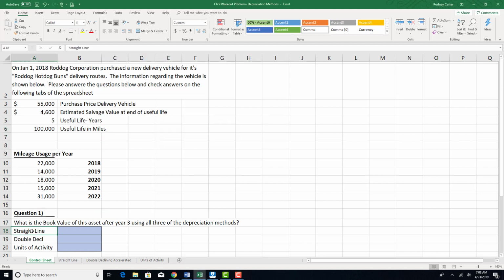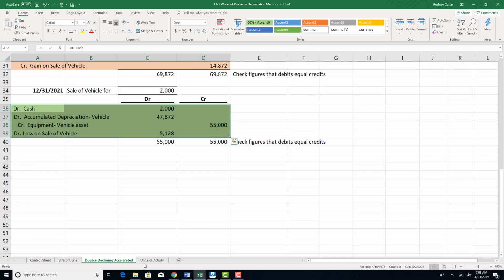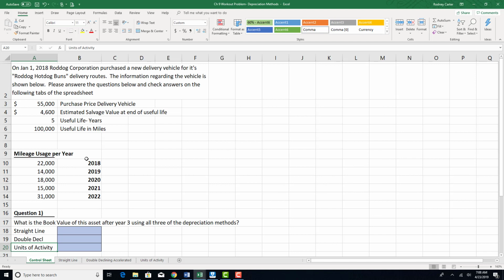We have three methods: straight line, double declining balance, and units of activity. I have comprehensive solutions here, but I actually want to focus on just answering question one as quickly as we can, without doing a full-scale comprehensive solution. We're just going to find the book value of these assets, of this equipment.